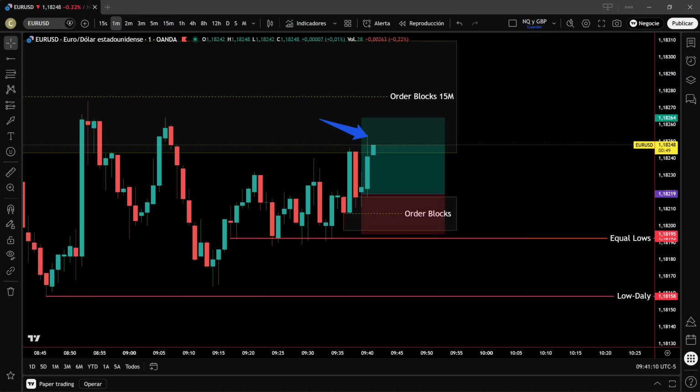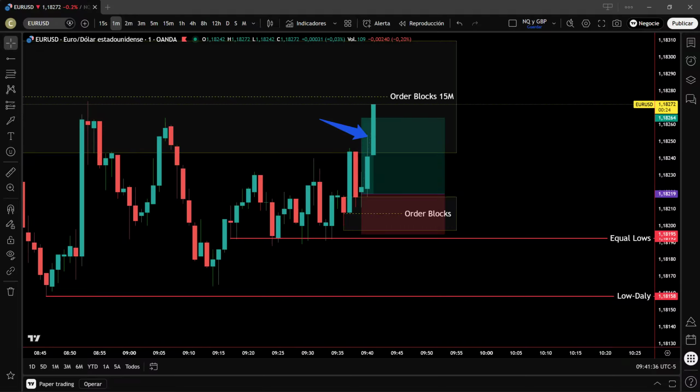There is no follow-through above the block. Instead, we see a pause that suggests heavy absorption by sellers. For a trader, this is the visual confirmation that the zone is valid and that institutions are defending their positions. These types of reactions are exactly what we look for to validate our market hypothesis, keeping in mind that as long as this ceiling holds, the path of least resistance continues to point toward the sweep of the equal lows and the low daily marked below.